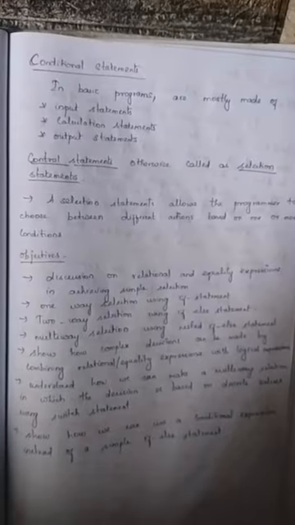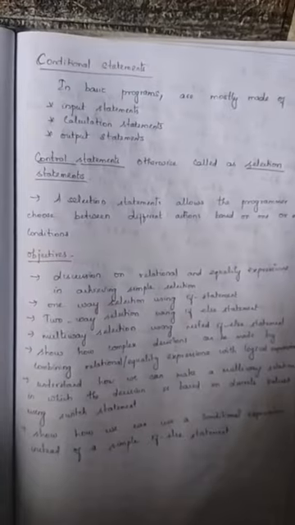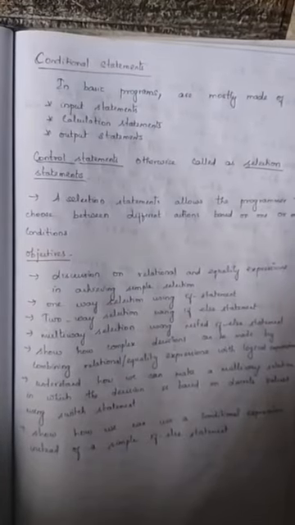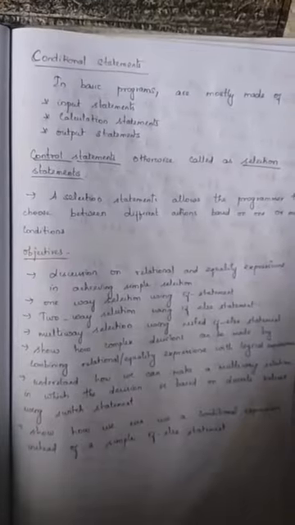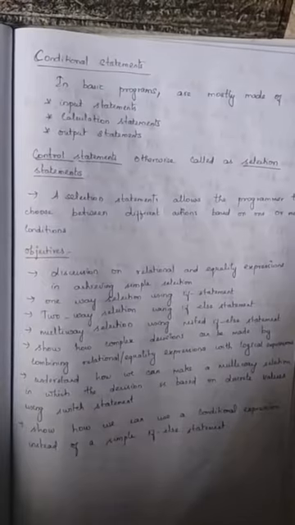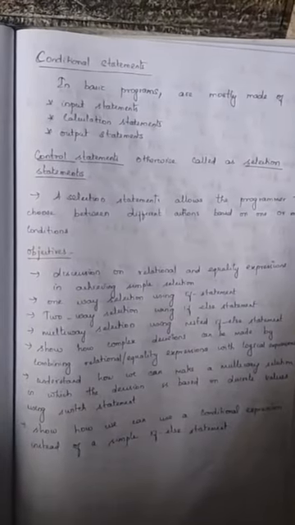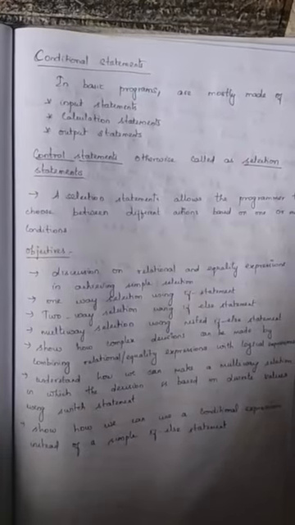Today we'll talk about the conditional statements. Basically, programs are made of input statements, calculation statements and output statements. What are these basic programs and other statements? We call them, in short form, selection statements. These selection statements come under the category of control statements.